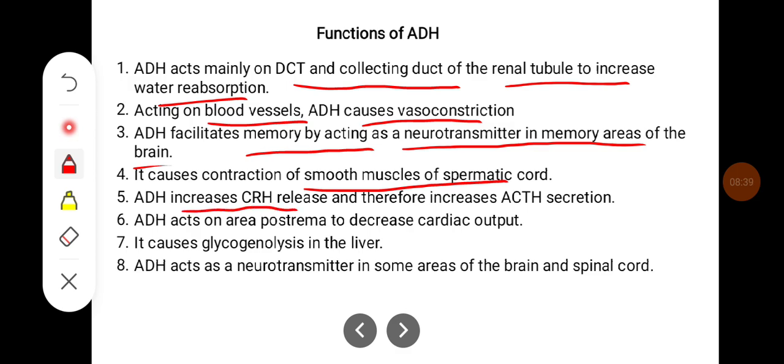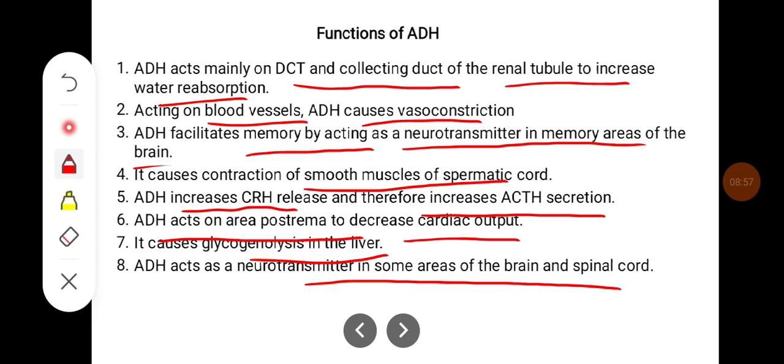ADH increases the corticotropin releasing hormone and therefore increases the ACTH secretion. ADH acts on the area postrema to decrease cardiac output. It causes glycogenolysis in the liver. ADH acts as a neurotransmitter in some areas of the brain and the spinal cord.